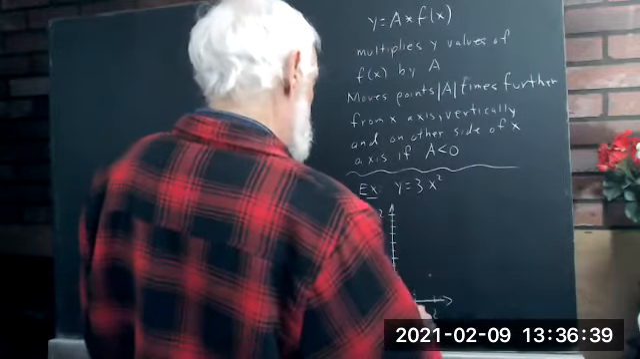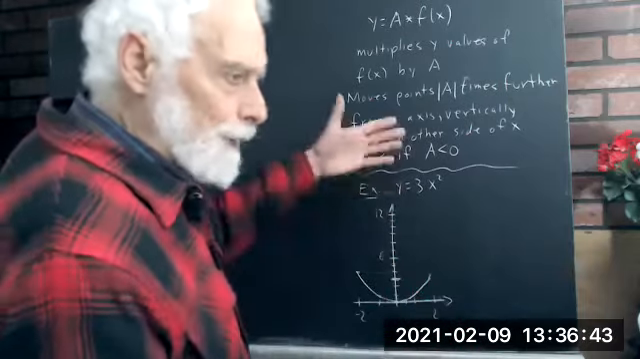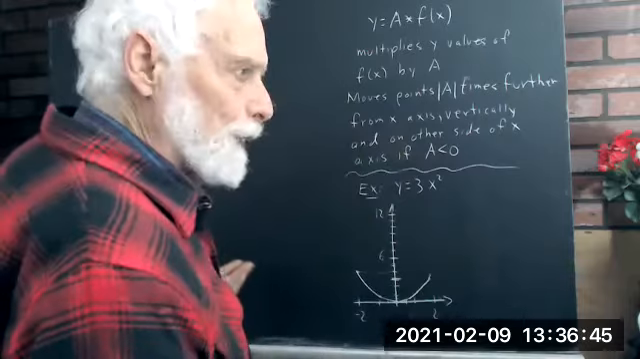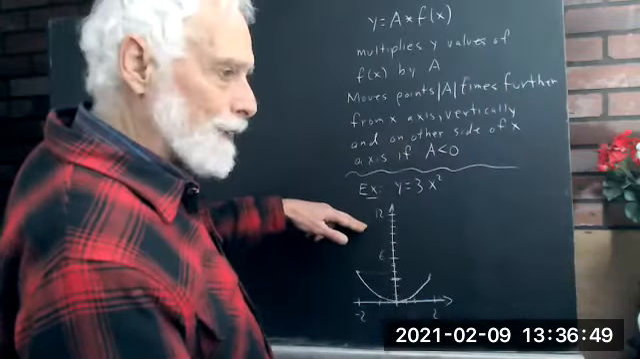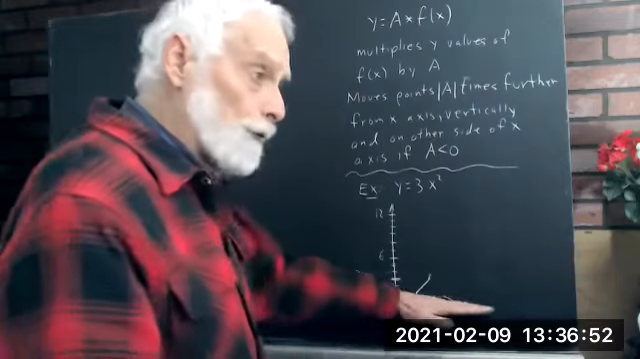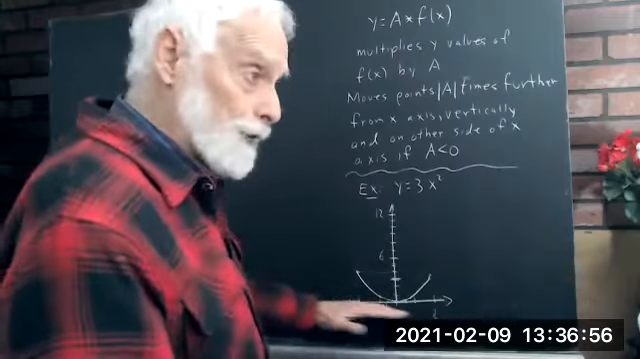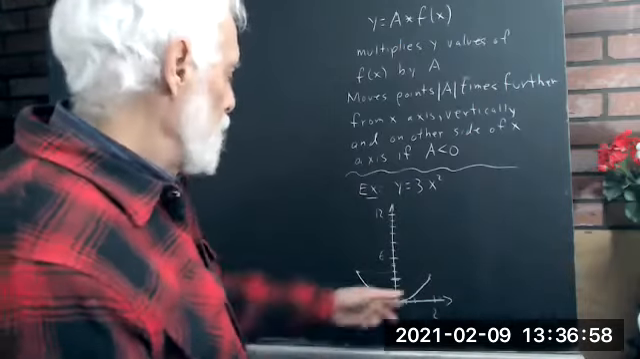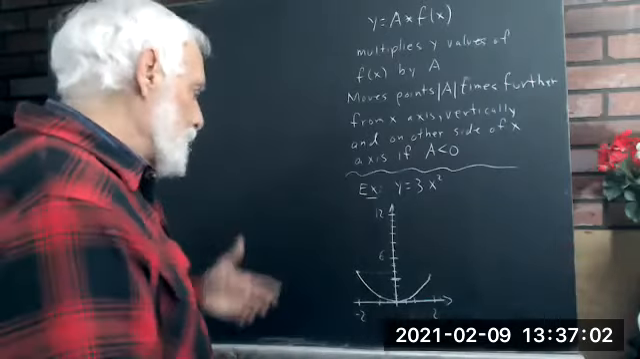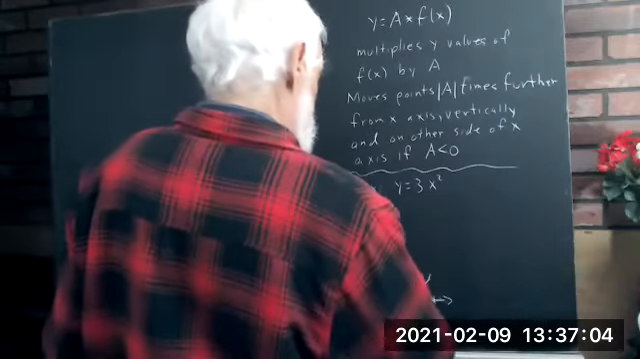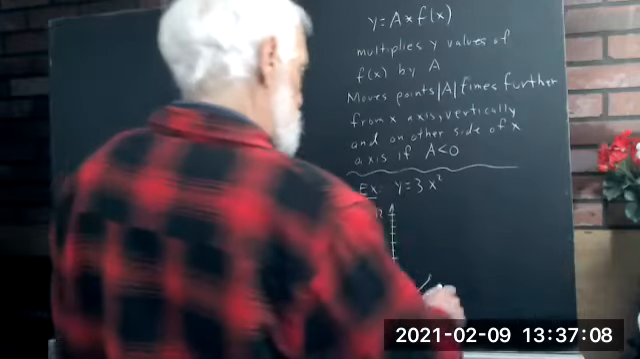Now it looks a little flatter than I usually draw it, but there's nothing that dictates exactly how you're going to scale your y-axis. If you got 100 here, then this graph is going to look pretty flat. If you got 1,000 here, this graph is going to look like just almost a line along the x-axis. So that's an important idea, but we're not going to do anything with it today. Okay, so here's my y equals x squared graph.